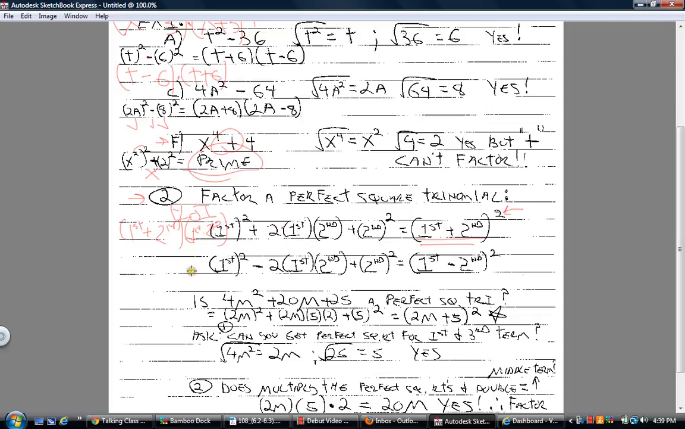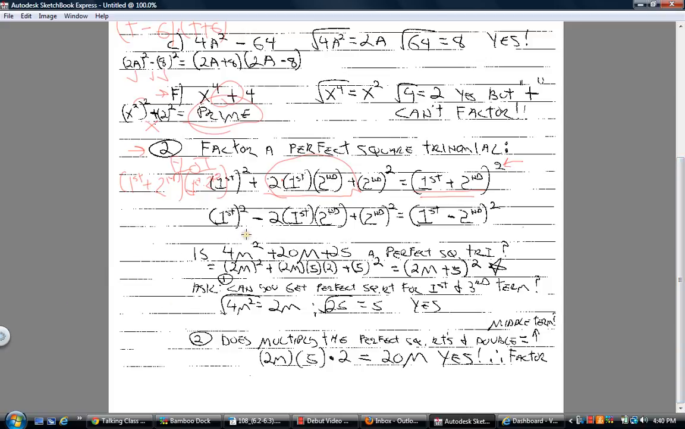What I like about the way I teach this, it doesn't matter whether it's a plus or a minus. You're going to take this form and write the first square root, drop down the sign, drop down the second square root, and square it if you match the requirement for the middle term. It must be the double. Okay, so let's try some examples here.